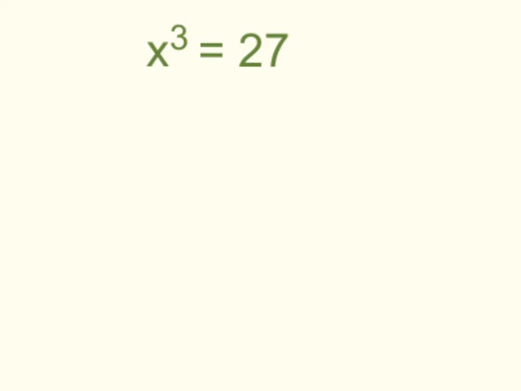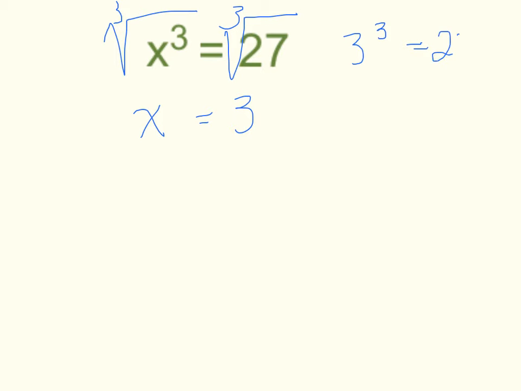If I want to solve the equation x to the third equals 27, the inverse operation for cubing is cube rooting. So I cube root both sides of this equal sign, and I end up with the cube root of x to the third is just x, and the cube root of 27 is 3. I can check my work. 3 to the third power, 3 times 3 times 3 is 27, so that checks.